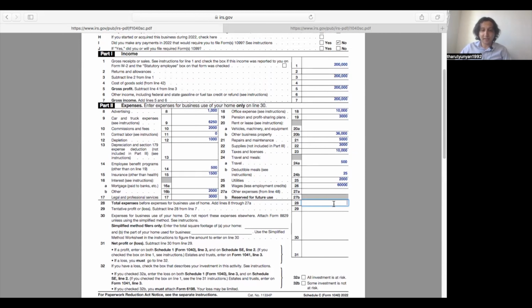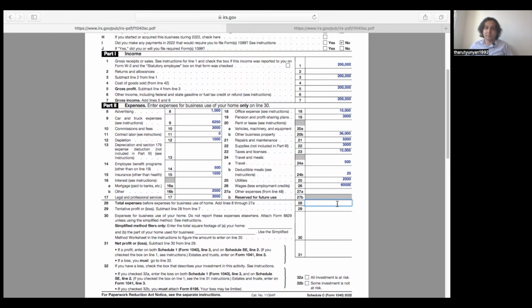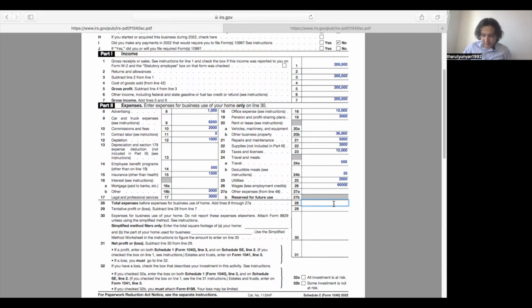Now, once we have our total expenses, let's do the math. Generally speaking, when you're using software, it will do it for you. But in this case, since we're not using any software, we're just filling it out, we just have to use a calculator. So just give me a second. Let's do it the old way.